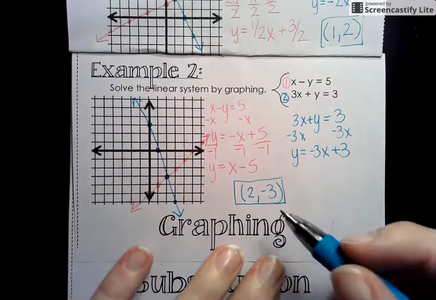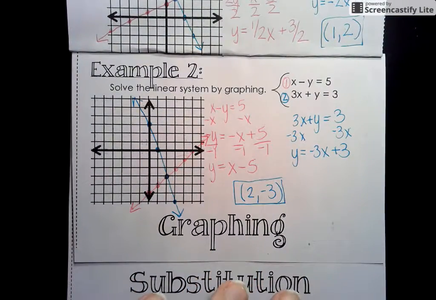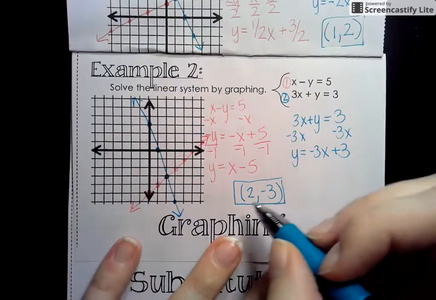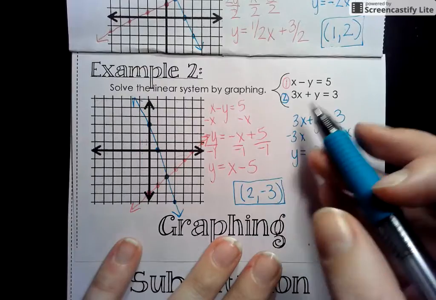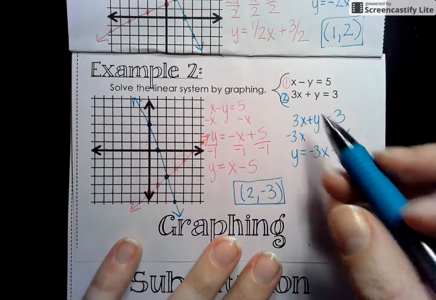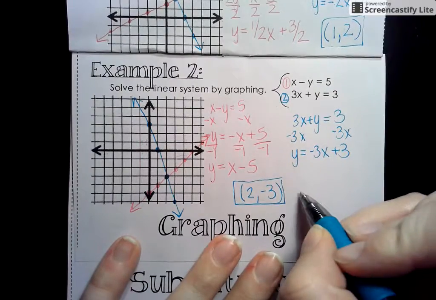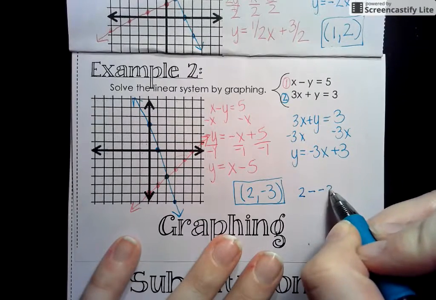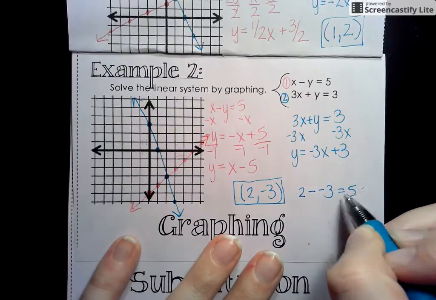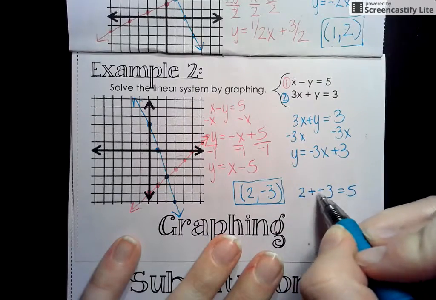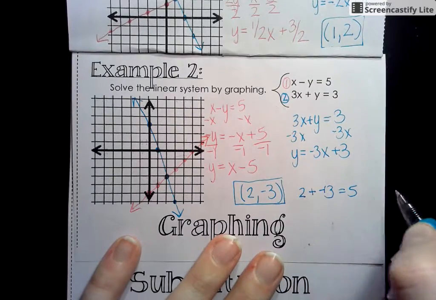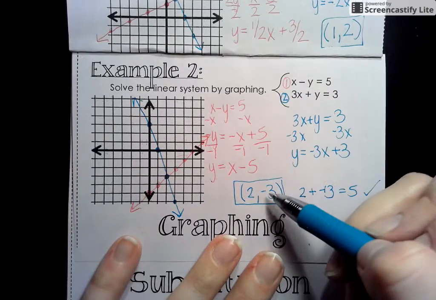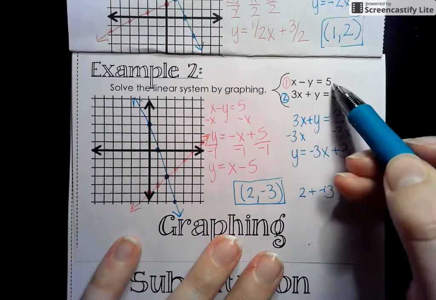Now, how to check if that's right: this is how you would determine if one is a solution. You're going to take your original equations and put 2 in for x and negative 3 in for y. So if I took the first equation, 2 minus a negative 3 equals 5, this turns into 2 plus 3 equals 5. That is correct, because I took 2 and put it in for x, negative 3 for y, and I got 5.